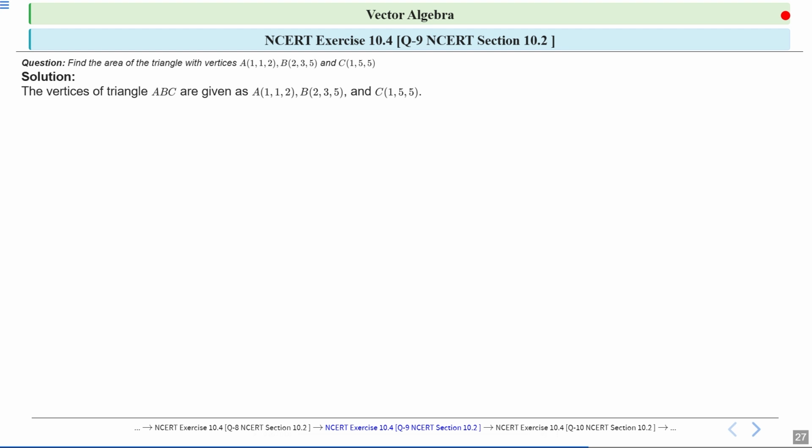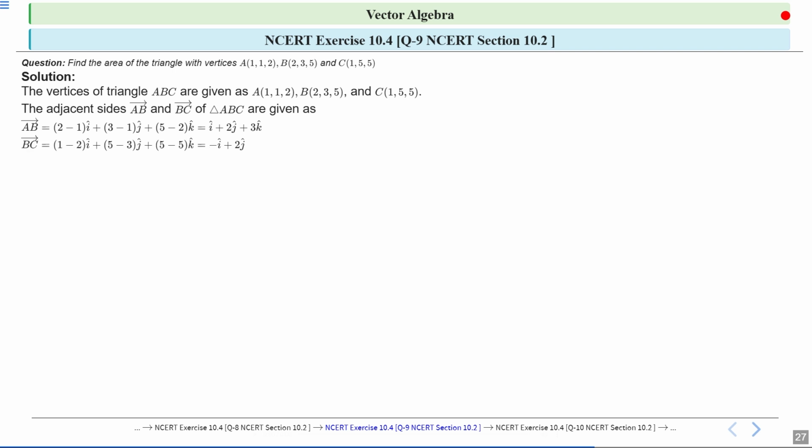See, the vertices of triangle ABC are given as A (1, 1, 2), B (2, 3, 5) and C (1, 5, 5). So what can we do? The adjacent sides AB vector and BC vector of triangle ABC can be calculated as follows. AB vector is equal to (2 minus 1) i cap plus (3 minus 1) j cap plus (5 minus 2) k cap, which after simplification is i cap plus 2 j cap plus 3 k cap, right? BC vector is equal to (1 minus 2) i cap plus (5 minus 3) j cap plus (5 minus 5) k cap, which is equal to minus i cap plus 2 j cap, right?